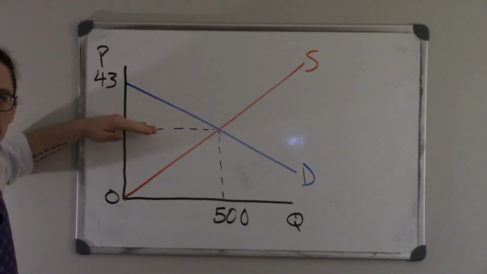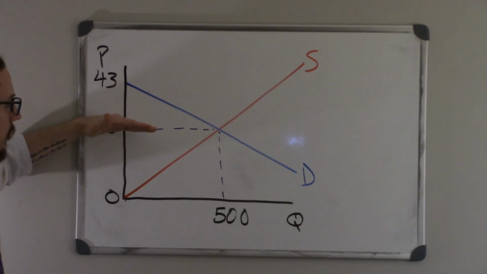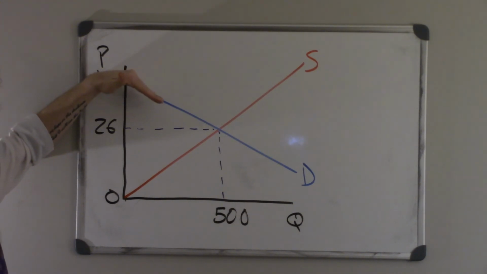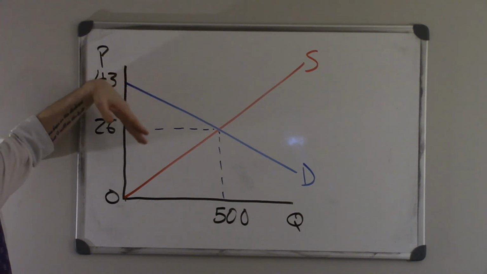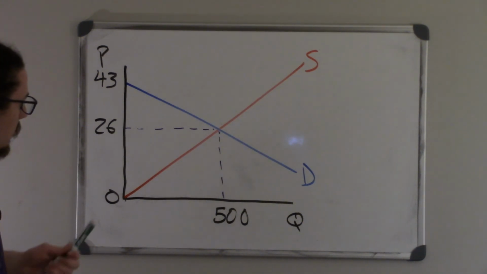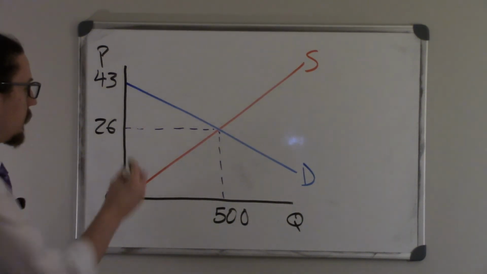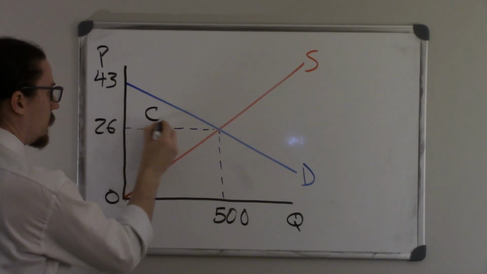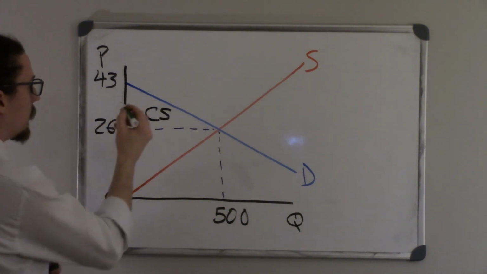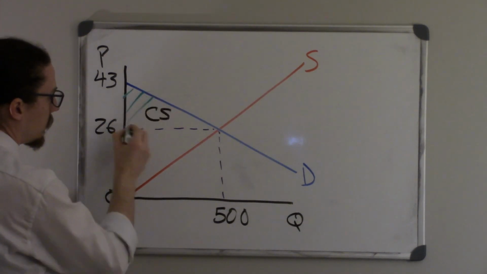Above price means that a consumer is willing to pay more for the good. Below demand is the cap; it doesn't just go on to infinity. So this triangle is the consumer surplus.